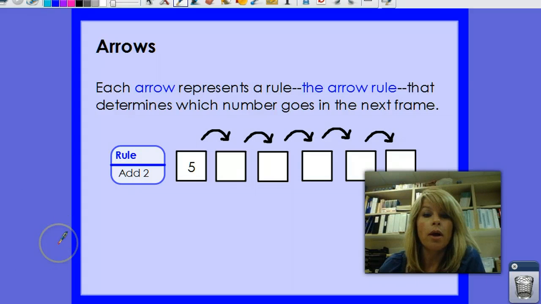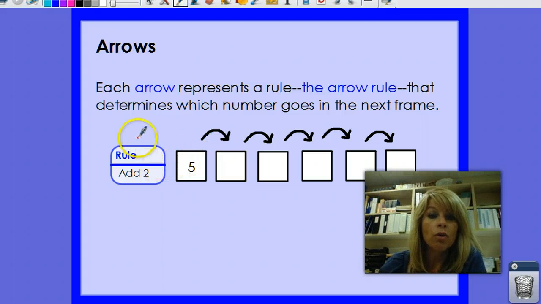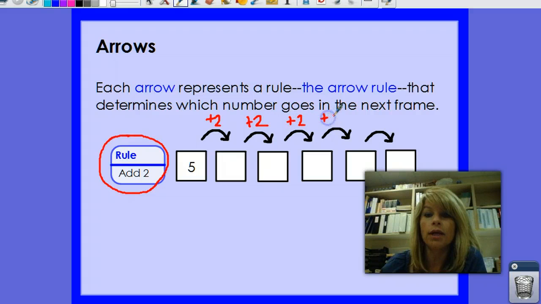In frames and arrows problems, each arrow represents a rule, the arrow rule, and it tells us what number goes in the next frame. So over here in this box is where we can find the rule. The rule here says add 2. What I like to do on top of the arrows is to write the rule, so I don't forget what to do when I get to each box. So the rule is add 2 or plus 2. I'm going to write that right at the top of every arrow. That helps me solve my frames and arrows problem.